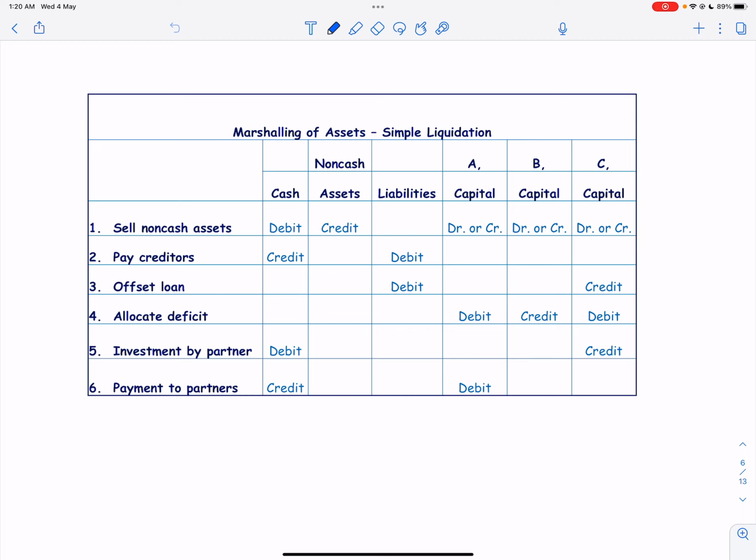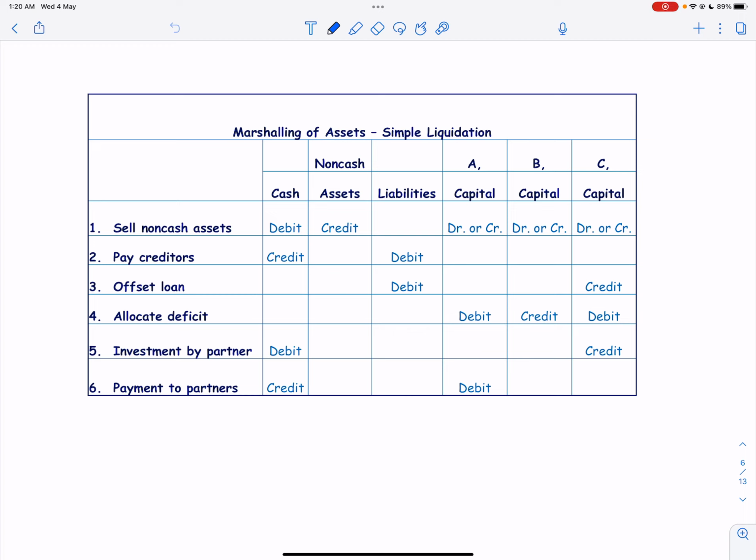When assets are sold for less than book value, the partners must absorb the loss. For more than book value, the partners get the gain. When there is enough cash, the creditors should be paid. The right of offset allows loans from the partners to be added to their capital balances. If a partner has a deficit capital balance, he has two options. If the partner is personally bankrupt, the deficit balance must be allocated to the remaining partners in the residual profit and loss ratio.